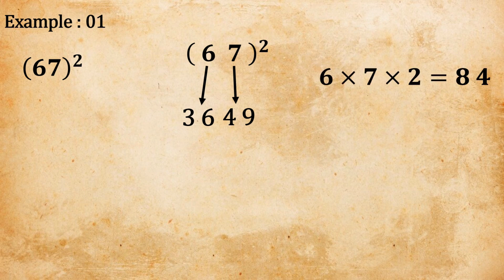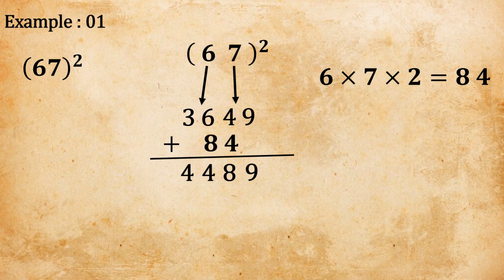So this gives us 84. Write this 84 below 3649, but leave a gap of one number at the end, like this. After that, you add them up and you will get 4489. And this is the square of 67.